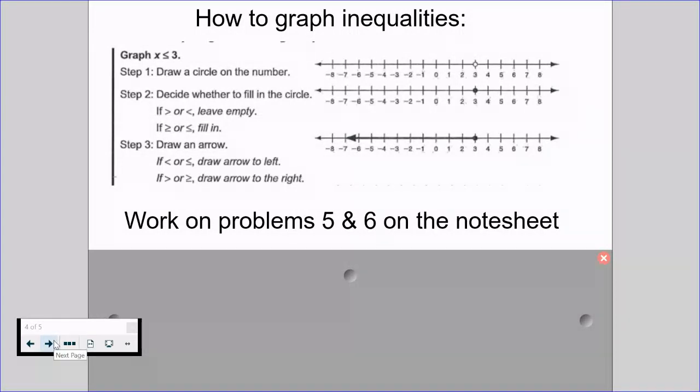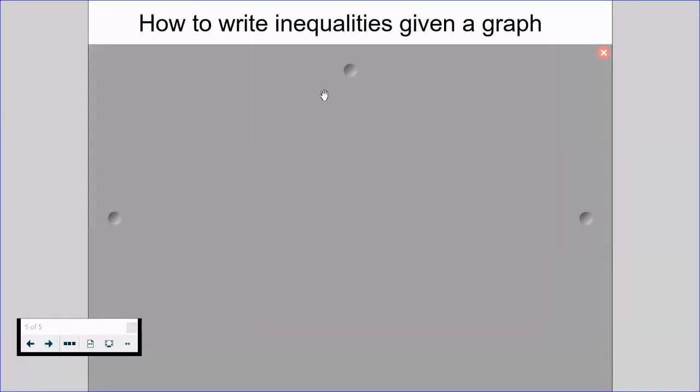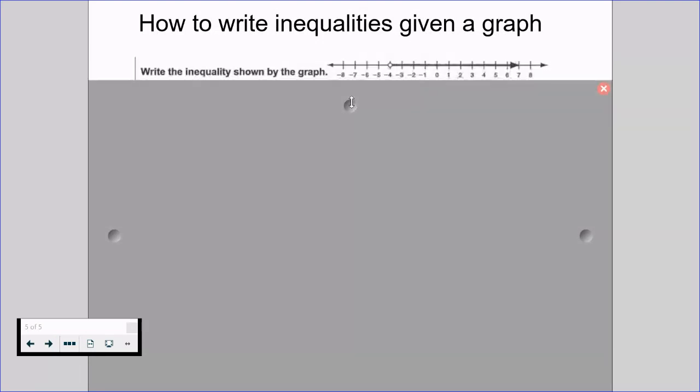All right, here's our last set of problems. Let's talk about how we're going to write inequalities given a graph. So let's say we are given this graph here. We now need to do the opposite of what we just did. We want to be given a graph and then take it back to write an inequality.